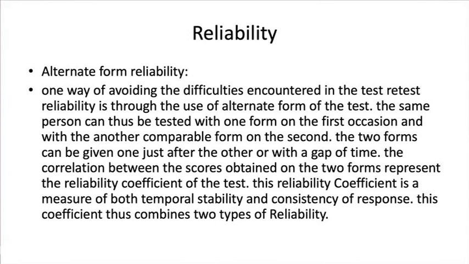The correlation between the scores obtained on the two forms represents the reliability coefficient of the test. This reliability coefficient is a measure of both temporal stability and consistency of the response. This coefficient thus combines two types of reliability. Now I will first explain, then I will tell what the two types are. Another method is called alternate form reliability. It is also a parallel form reliability. It is rarely used because it is very difficult. Why? You will understand.